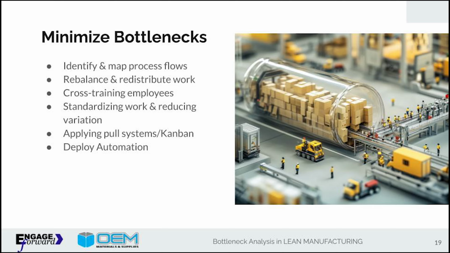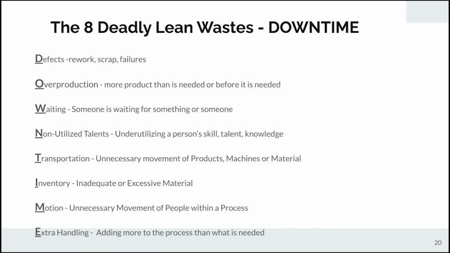Great. So some ways to minimize bottlenecks, you can rebalance work. The cellular flow is one of those examples. Cross-training employees is helpful. Applying pull systems and automation is a tool as well. So there's a lot of different ways to attack bottlenecks, but there are many options.